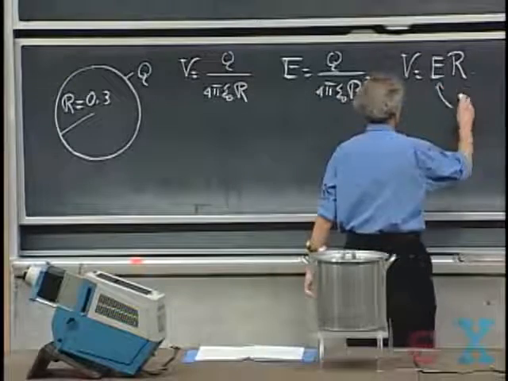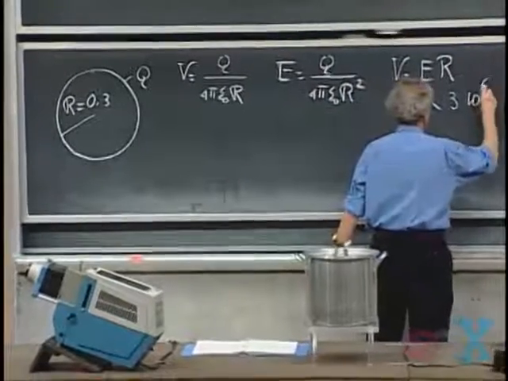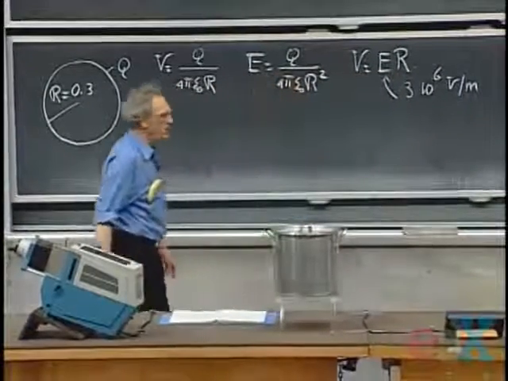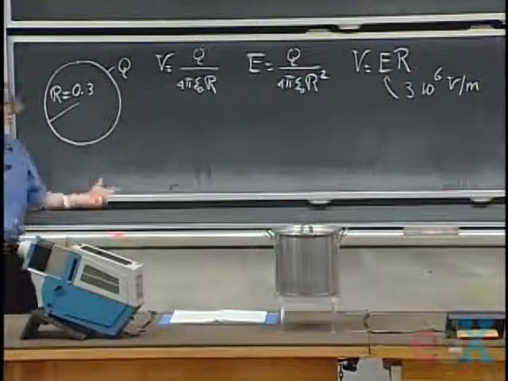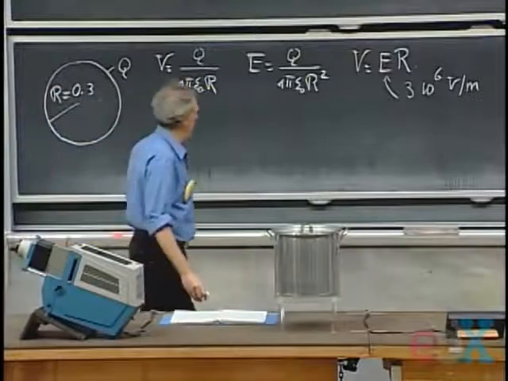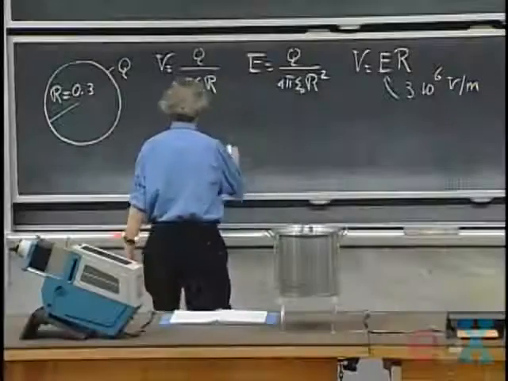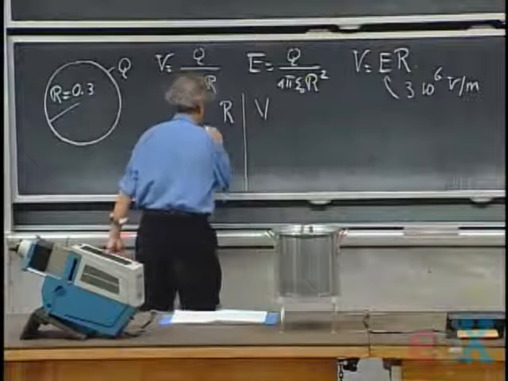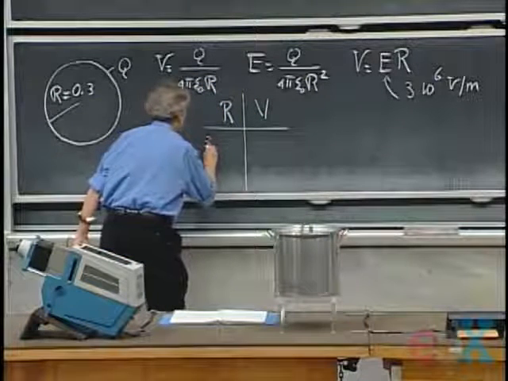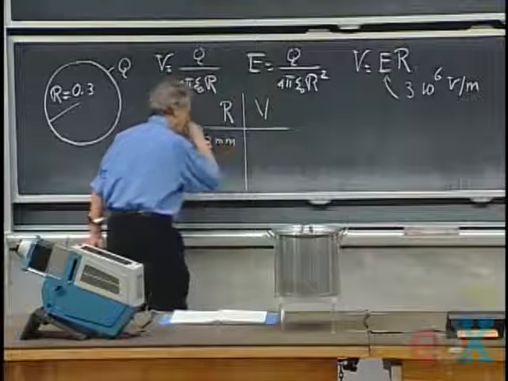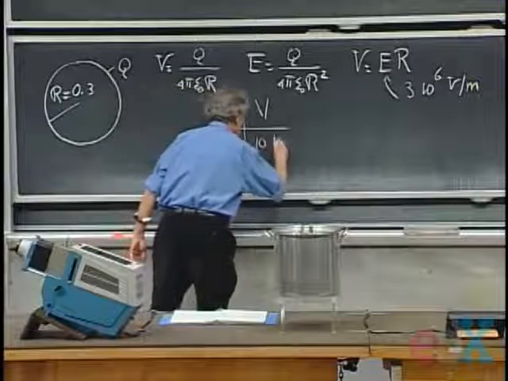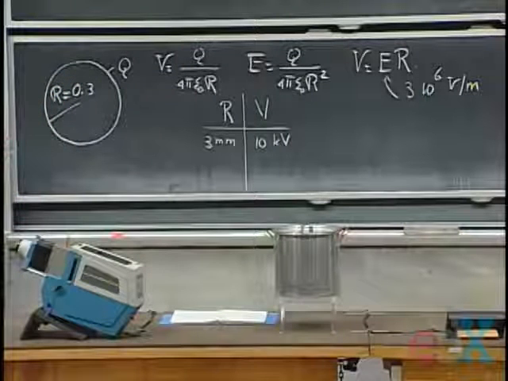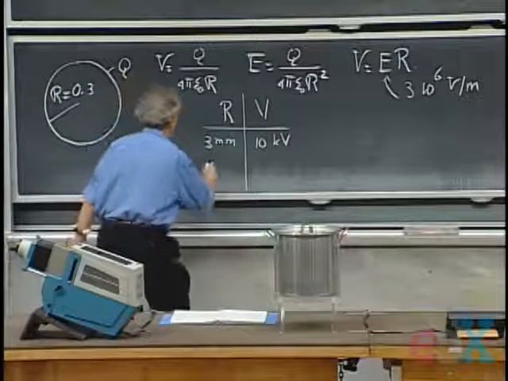So if you substitute in here 3 million volts per meter, you can calculate what potential you can maximally reach for a given sphere with a given radius. If the radius of the sphere were 3 millimeters, then you could not exceed a voltage of 10 kilovolts. If you did, you would get this automatic electric breakdown. You would get a spark.